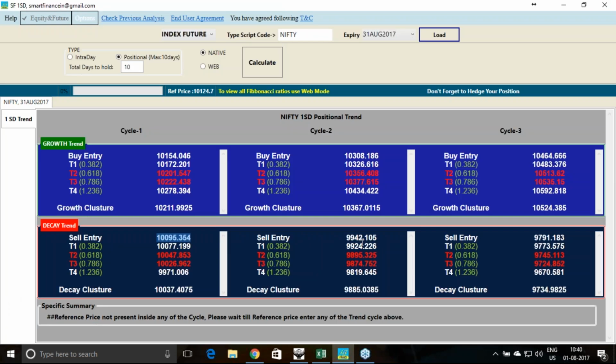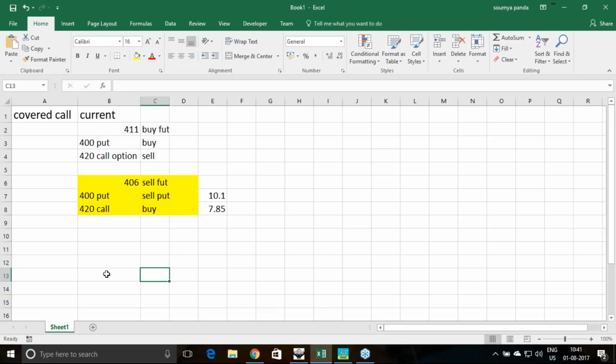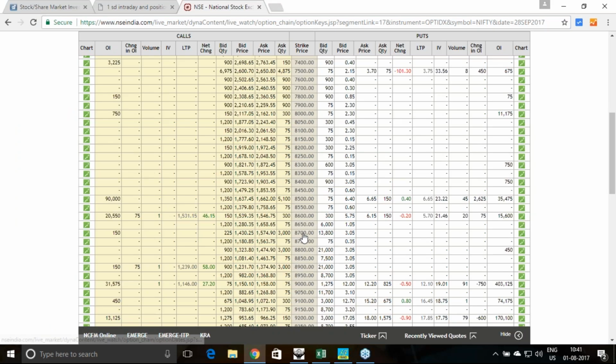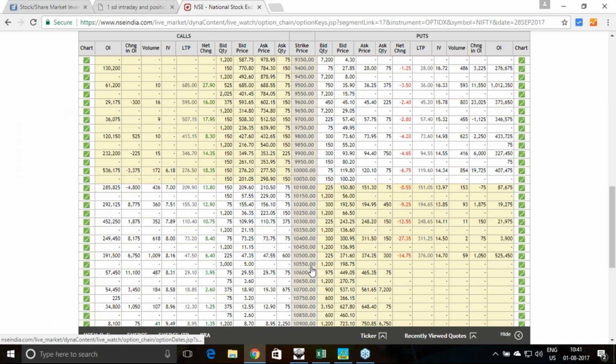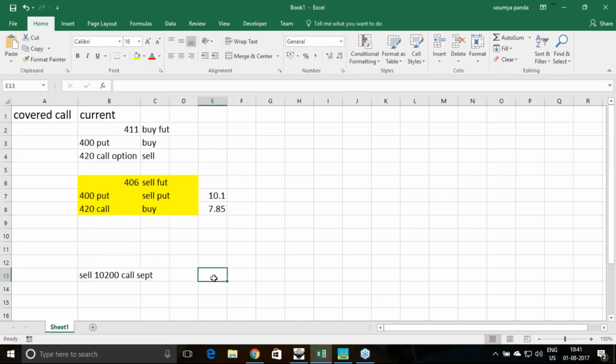So based on my trend parameter, first I will be looking at 10,200 beyond the second cycle. So 10,200 is the resistance level. So my view will first go for the net credit strategy. So I wish to sell the 10,200 call of September. If I just focus on this September month series, the 10,200 call, I'm getting at 155 rupees. So I'll be selling at 155.